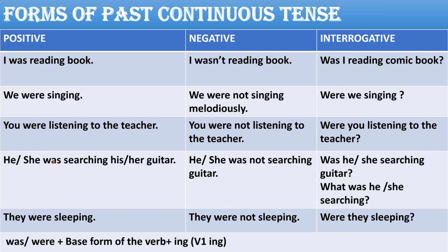She was searching for his or her guitar. She wasn't searching for the guitar. Was she searching for the guitar? What was she searching? They were sleeping. They were not sleeping. Were they sleeping? So the form that is used in past continuous tense is was, were plus the base form of the verb in ing form.